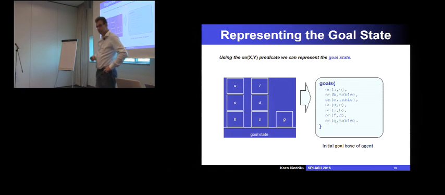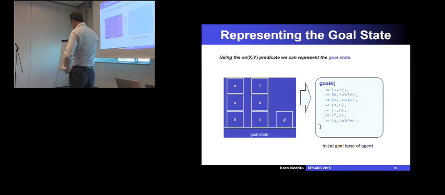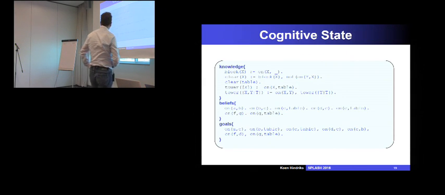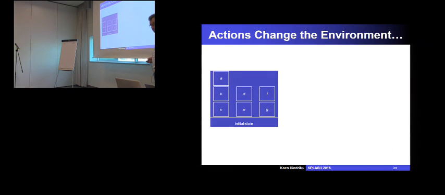A goal, pretty much the same stuff, not so much different. There is a tiny little detail here, but I'm skipping that for now just because of time. But you represent your goals for your agent as well to be able to reason about where you want to be. So you get a cognitive state that consists of these components, and then we can actually do stuff.